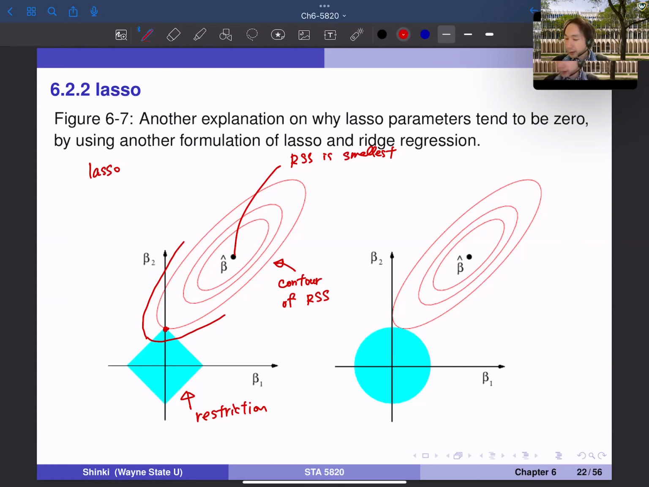In this case, the optimal point is beta 1 equal to 0 and beta 2 equal to maybe S. Of course, sometimes the contour is like this and it touches here, so beta 1 and beta 2 are both not 0. But in this figure, the optimal point is here, so beta 1 is 0 and beta 2 is S.